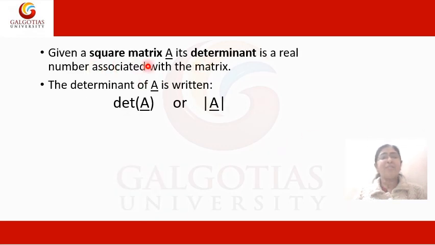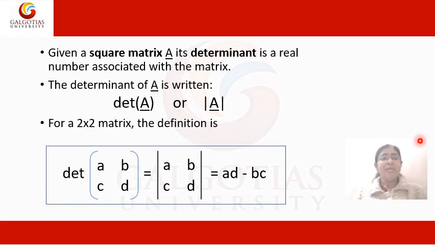For a given square matrix A, its determinant is a real number associated with the matrix. The determinant of A is written as determinant A bar or mod of A. So in this way there is a difference between a matrix and a determinant, which has been explained here. For example, for a 2 by 2 matrix, the definition is determinant of matrix A, B, C, D equal to AD minus BC.